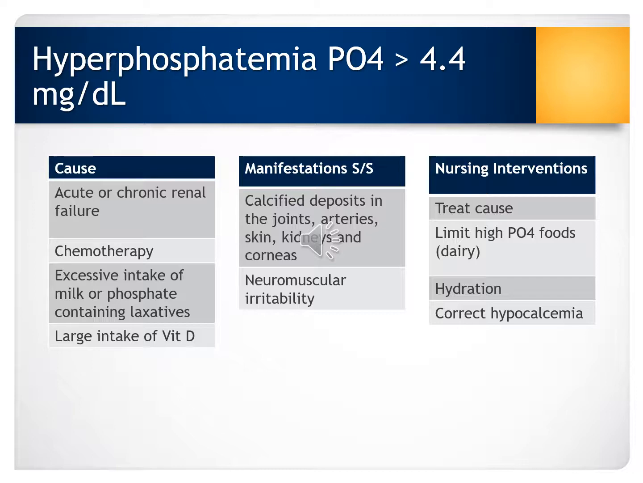So we'll treat the cause if we know the cause, but one of the nursing interventions that we can do is we can limit foods high in phosphorus, which is typically dairy products. And a lot of times patients don't think of foods high in phosphorus as dairy products. Most people associate dairy products to high calcium, so we'd have to teach them to decrease their intake of dairy products. We'd also hydrate the patient. This may increase the phosphorus to be excreted through the kidneys. And like we said previously, phosphorus and calcium have an inverse relationship, so if the phosphorus is high, the calcium is going to be low. So if we try to bring up the calcium levels, that should decrease the phosphorus levels.